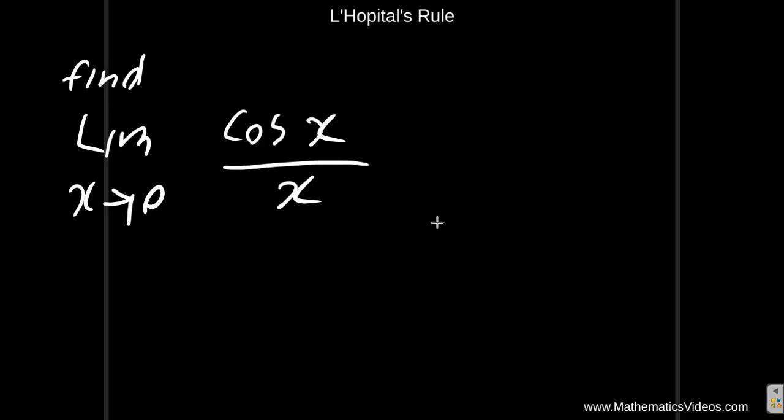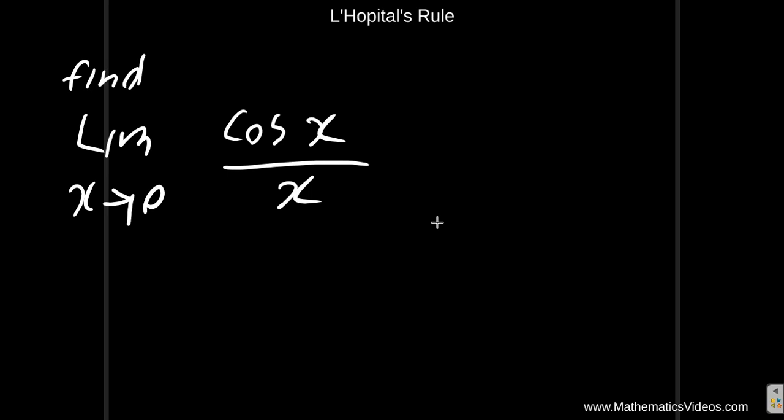Let us find the limit of cos x divided by x as x tends to 0. We are going to use L'Hopital's rule, but just before we do that, let's see if we can use another method. Let's use a number that is close to 0.